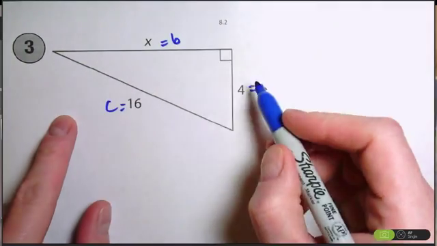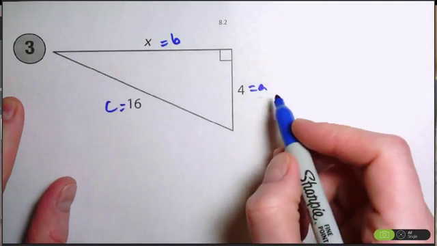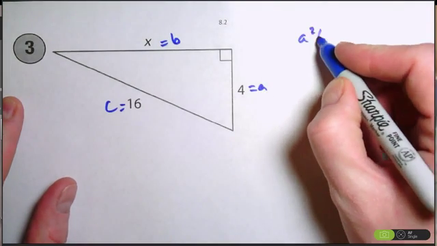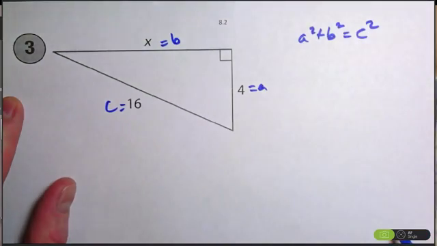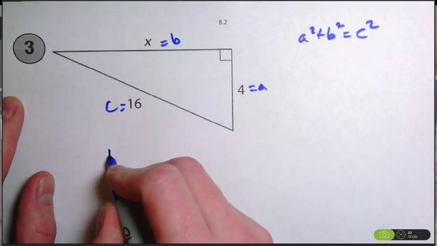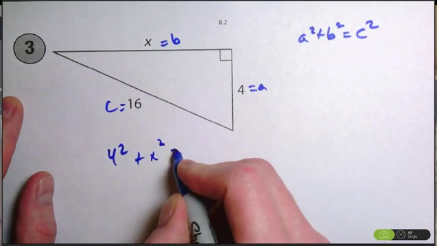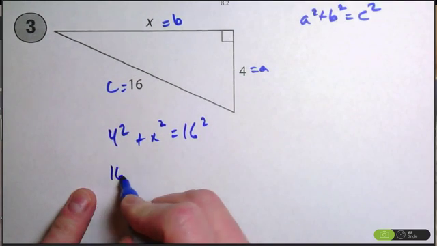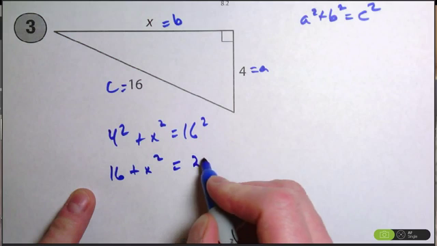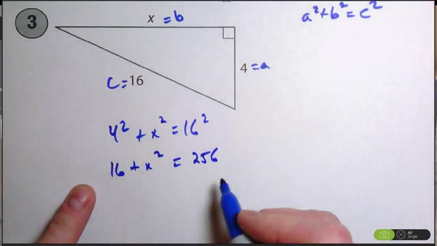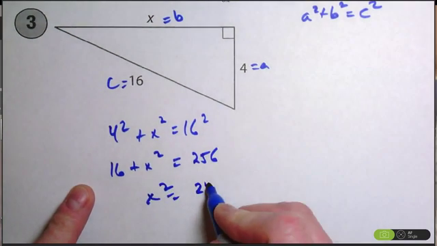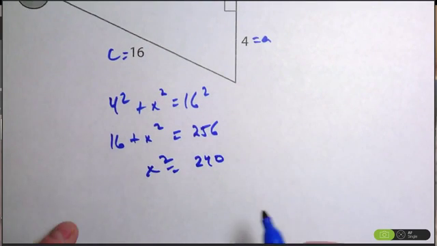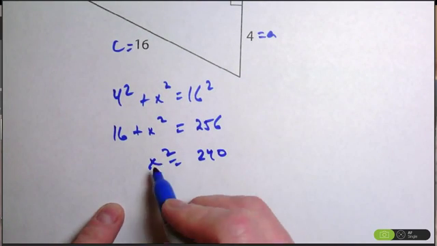Okay, so I'm going to call 4 A and X B. So now it's going to be A squared plus B squared equals C squared. So 4 squared plus X squared equals 16 squared. 4 squared is 16. 16 squared is 256. Subtract 16, X squared is 240. And now the real work, and that's why I chose this one, is that I have to take the square root of both sides.